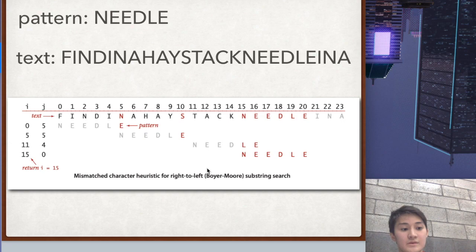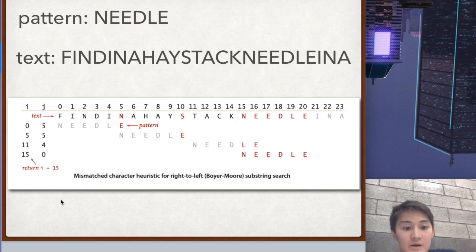Next, consider the figure at the bottom of this page, which shows a search for the pattern NEEDLE in this text. Proceeding from right to left to match the pattern, we first compare the rightmost E in the pattern with the N, the character at position 5 in the text. Since N appears in the pattern, we slide the pattern 5 positions to the right to line up the N in the text with the rightmost N in the pattern.